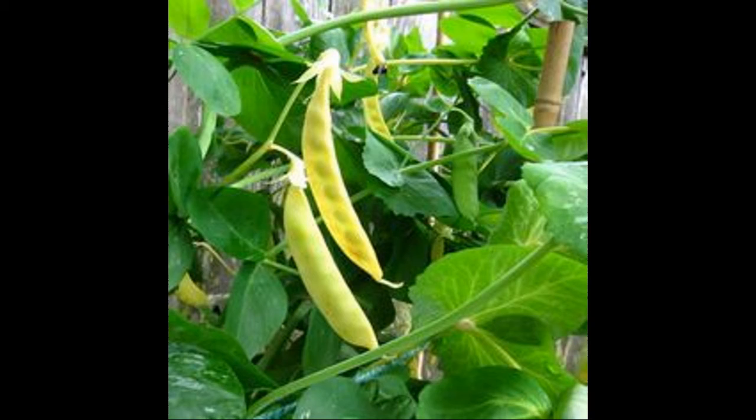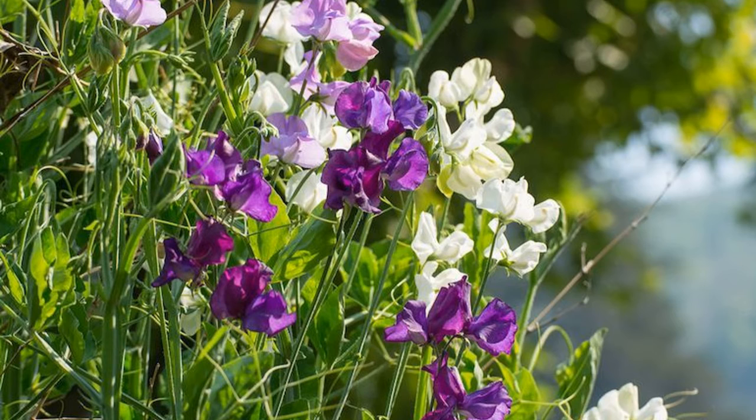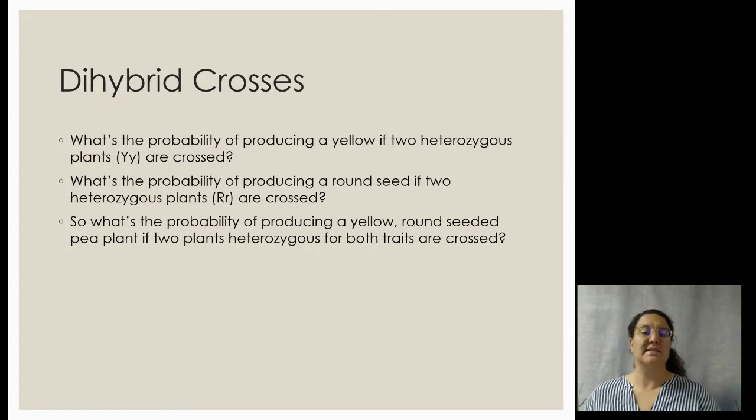How would you solve a problem if you needed to know the probability of two different traits occurring at the same time? Your answer? A dihybrid cross. Today we're going to be talking about dihybrid crosses, which is when we do a Punnett square, but we're going to be looking at two different traits.